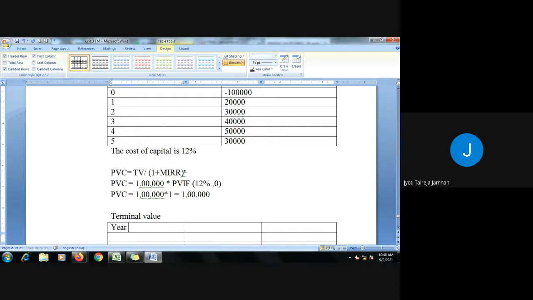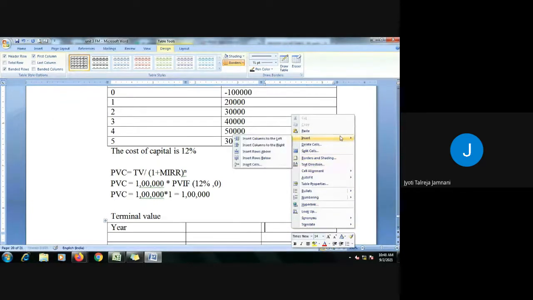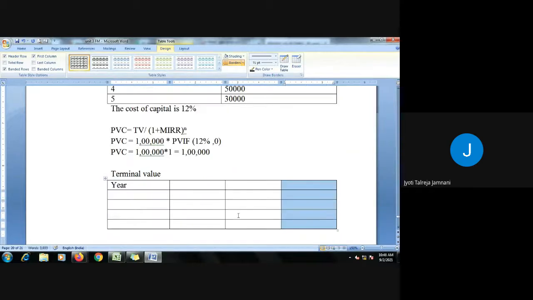Year, one more column, cash flows, future value interest factor at 12%. They've given the rate as 12% and the future value. Okay, so for years it's from 1 to 5.